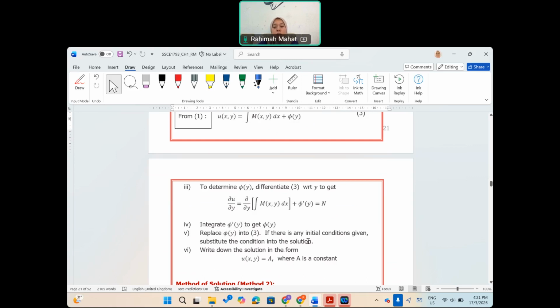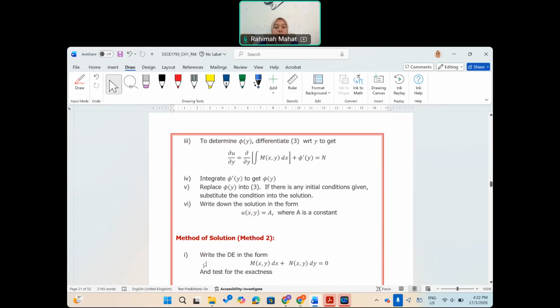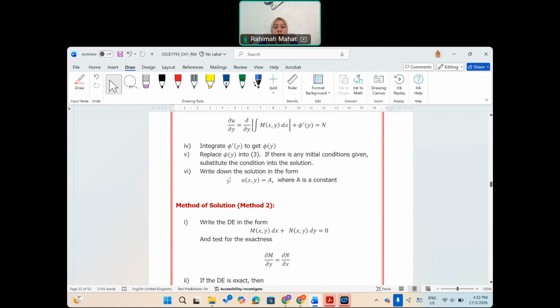Okay, and then if there are any initial conditions given, substitute the condition into the solution. And then after that, the last one, you can get the solution of u equal to a, where a is a constant. And the second method is, this is the second method.